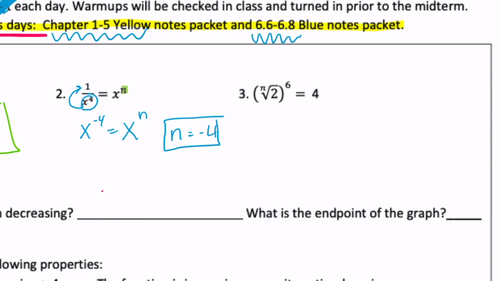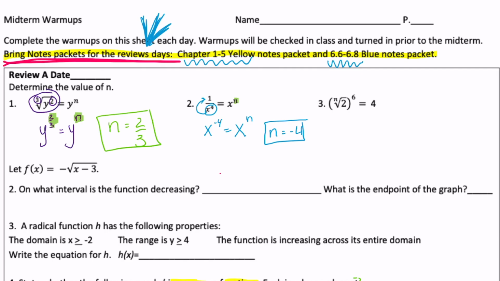Last time I'm going to try this strategy, but this time, look, my n is what the root is, the index on the root. So the nth root of 2 all to the 6th equals 4. Well, let's kind of try it like number 1. First, 2 to the 6 over n, power over root equals 4.